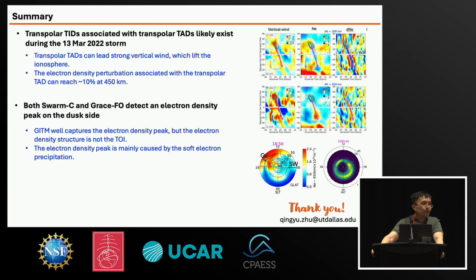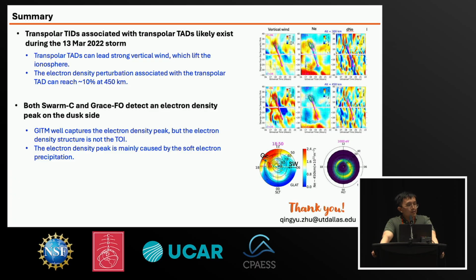All right, to sum up, first we tried to determine whether there are transported TIDs associated with transported TADs during this event. We found that the transported TADs can lead to very strong vertical wind in the polar cap, which might lift the ionosphere. And the electron density perturbations associated with the transported TAD can reach about 10% at 450 kilometers.